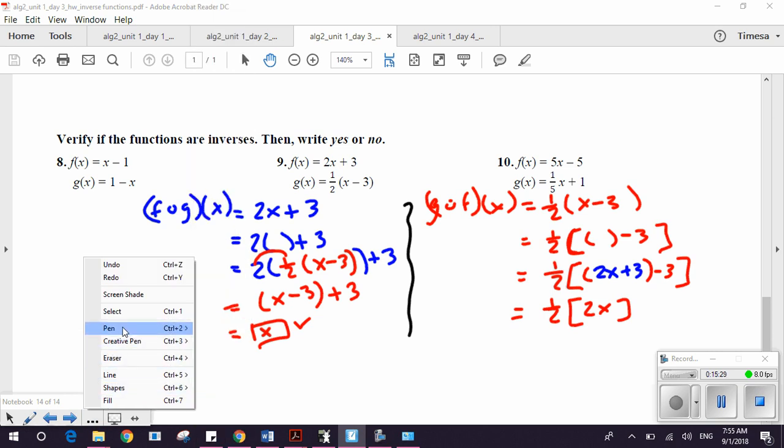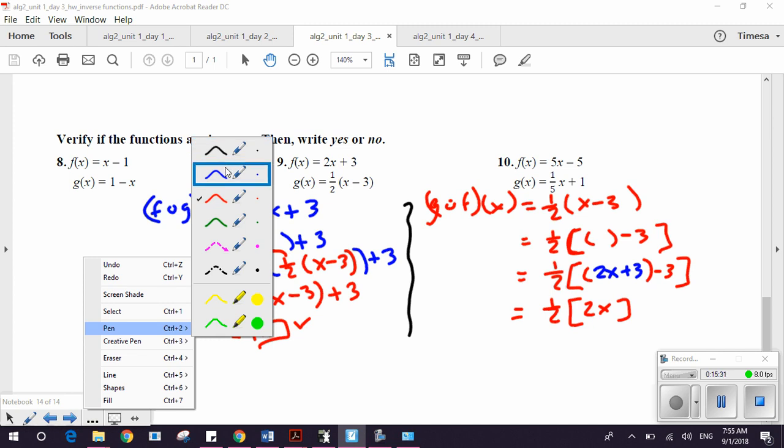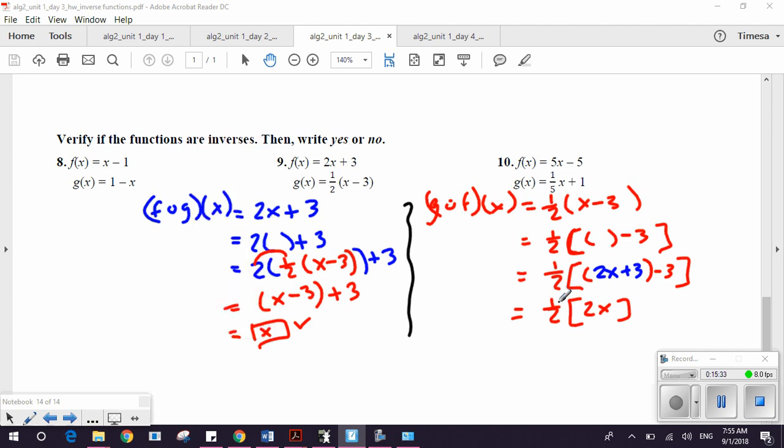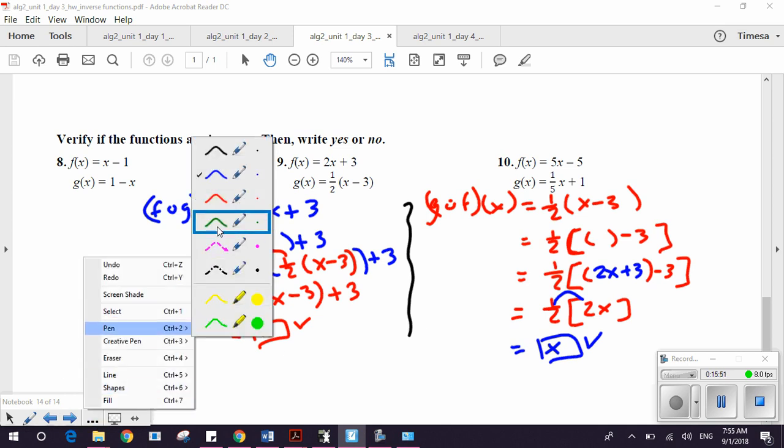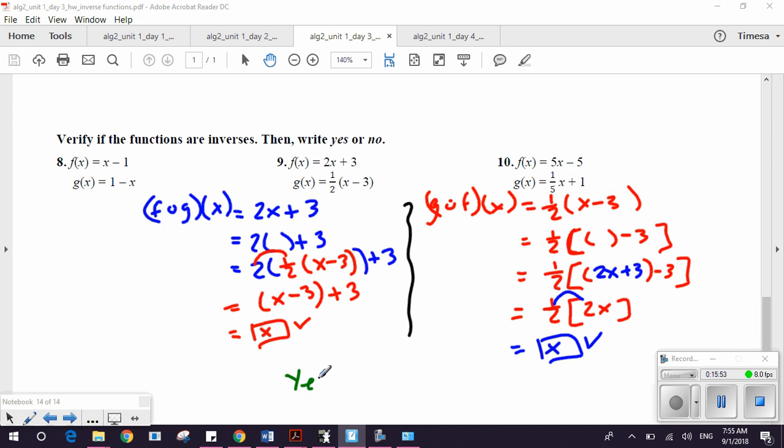And then I distribute 1/2 to 2, which is equal to 1. So x is just left. So this method also checks out. So since both composites are equal to x, we now can say with confidence that yes, f of x and g of x are inverses.